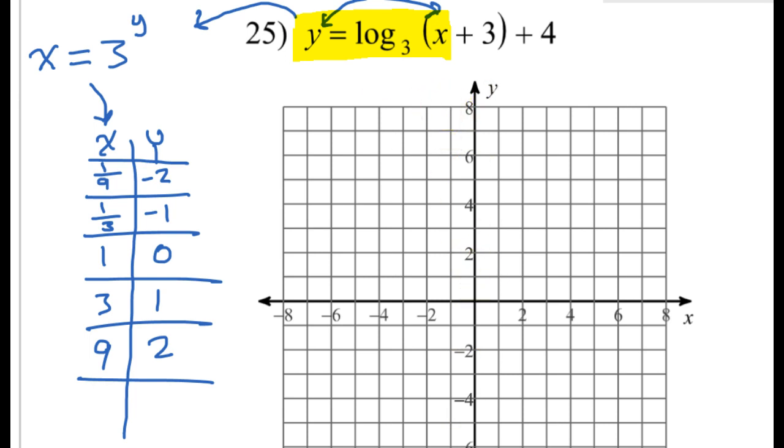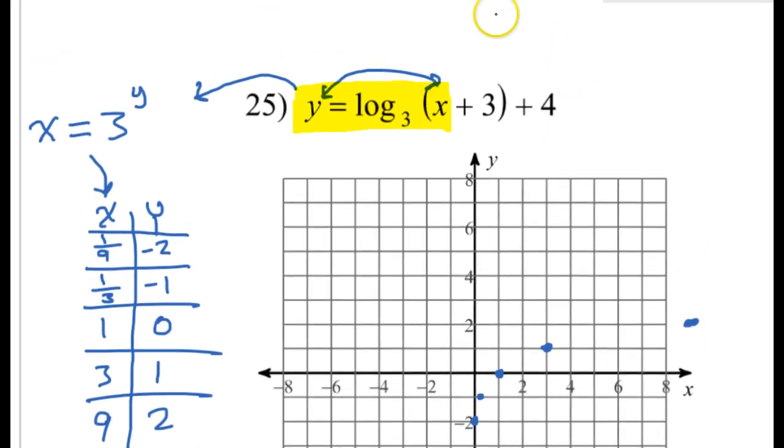So let's go ahead and plot these points, but we will not connect them because this is not the final answer. We still have to do the plus 3 and plus 4 later. Okay, so 1/9 comma -2. That's going to be so close to 0 that it will appear to be on the line. 1/3 comma -1 is about here. 1 comma 0 is right here. 3 comma 1 is here. And 9 comma 2 would be here.